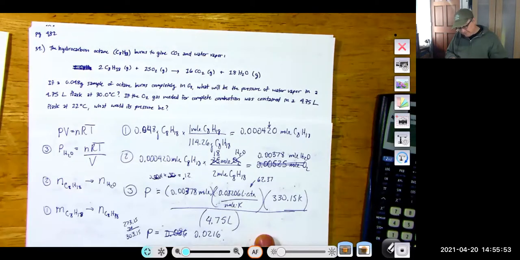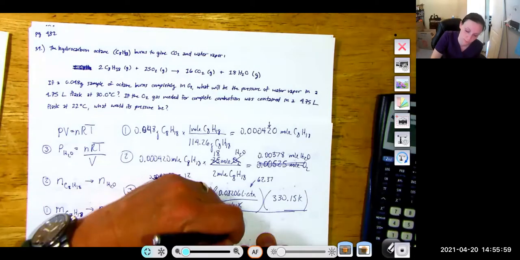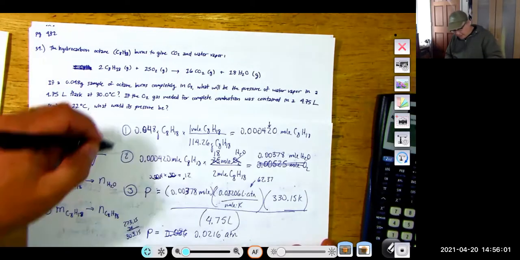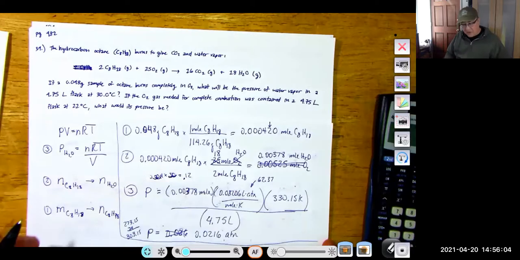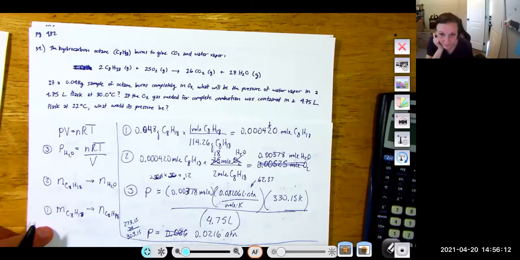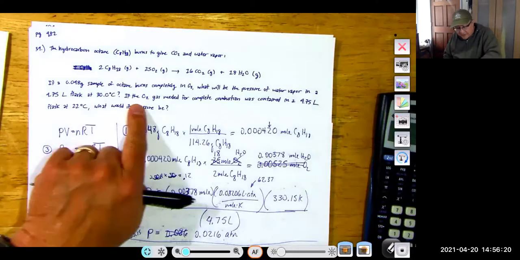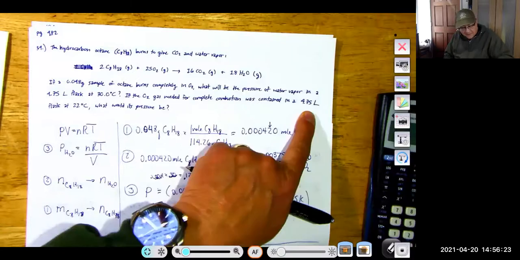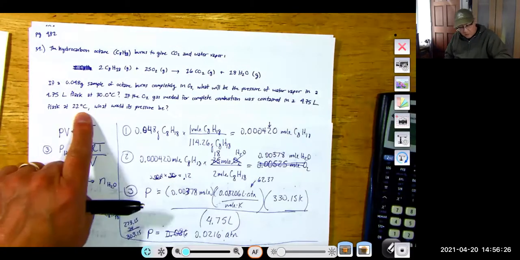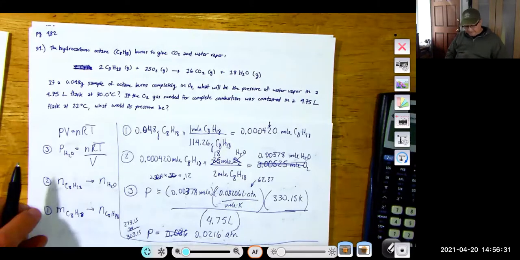And what are the units here? Atmospheres. So this is all the work we'd have to show for what is the pressure of the water vapor. Okay. Not very high, is it? No. Okay. If the O2 gas needed for complete combustion was contained in a 4.75 liter flask at 22.0, what would its pressure be? Now, how do we do that one?